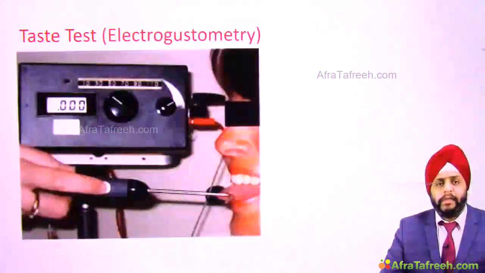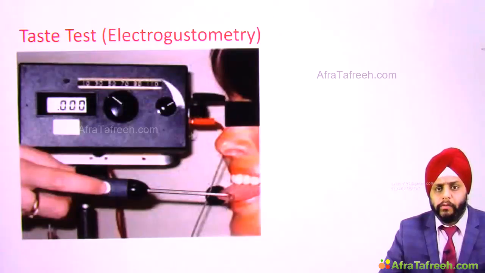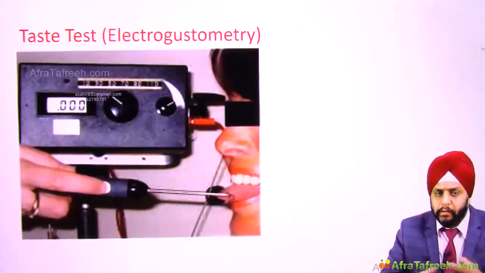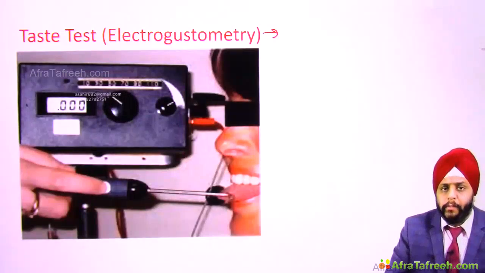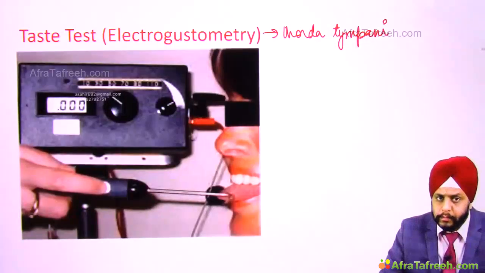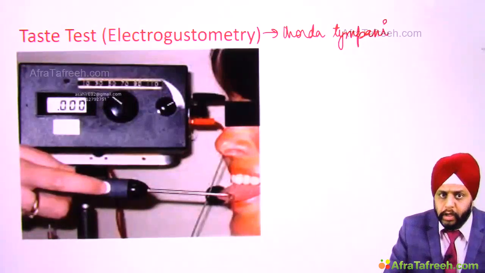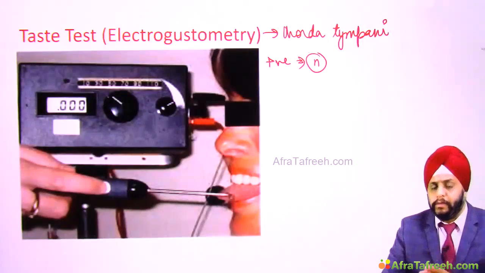Now, the next test is the taste test. The taste is measured with electrogustometry. So, we give a small voltage current and we check whether the taste buds are working or not, whether the patient has that taste sensation or not. Now, this taste is supplied by the chorda tympani nerve. Taste in the anterior 2/3 of the tongue is supplied by the chorda tympani nerve. Now remember, usually in a normal person, this test is positive. A normal person feels the taste. So if it is positive, it means it is normal.